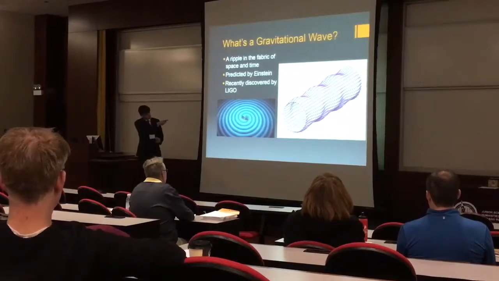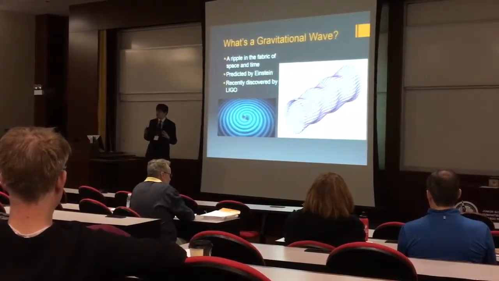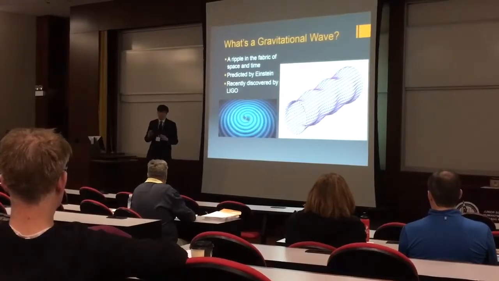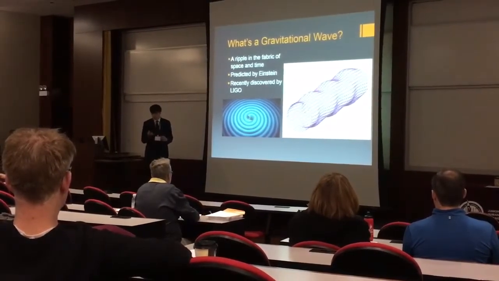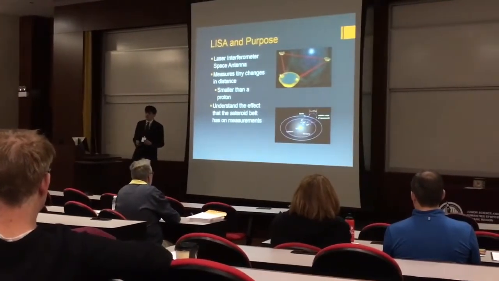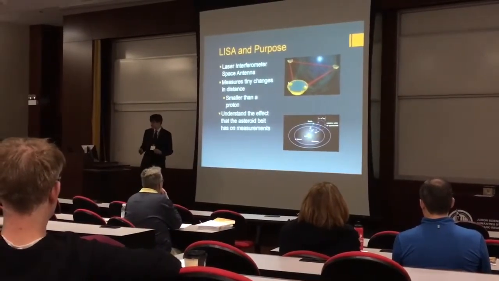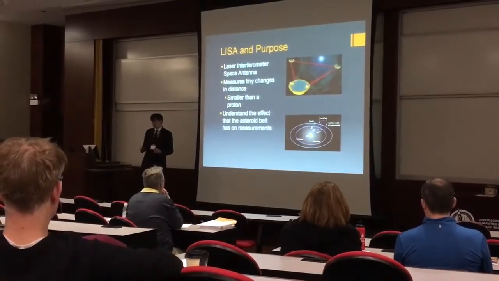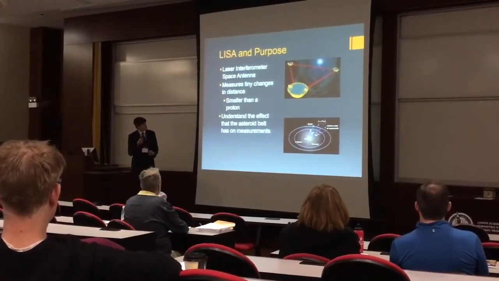These waves, as you can see in this animation to the left, cause space to stretch in one direction and to compress in the other, and they travel through from millions and millions of light years away from different events. In order to detect these waves, we use something called an interferometer. As you may or may not know, LIGO, which is an Earth-based interferometer, recently discovered gravitational waves. But my research has to do with the LISA project.